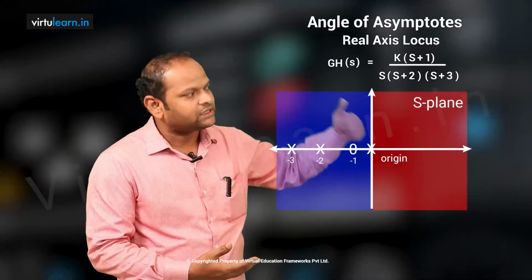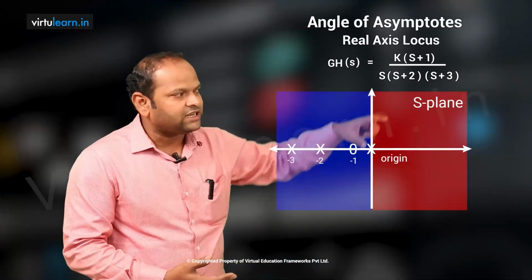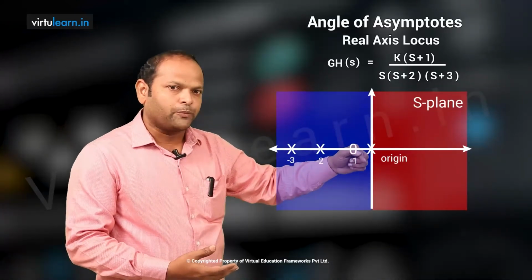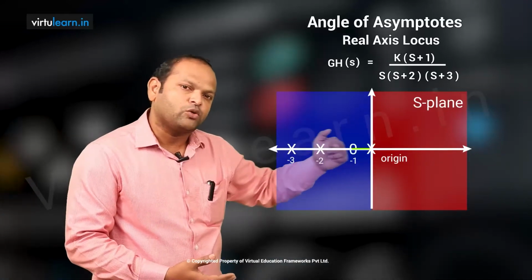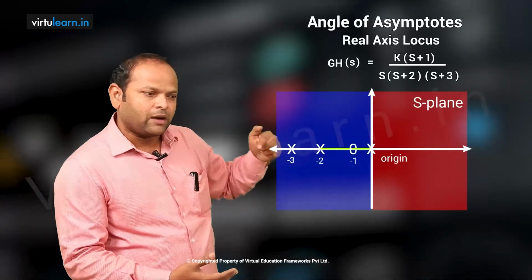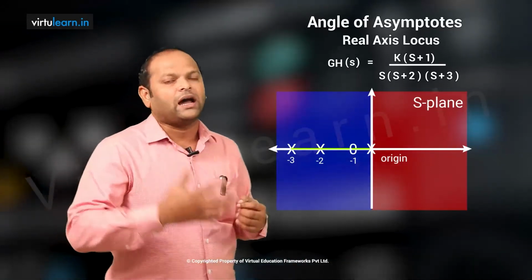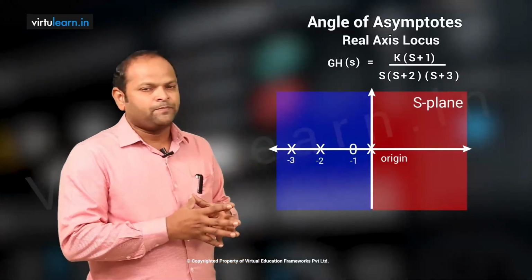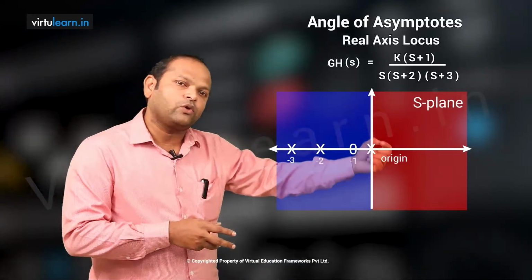For example, in this case the rightmost is plus infinity. So plus infinity to origin is, let us say, one segment. At the origin I have one pole, and origin to the next pole or zero is one segment. That means from 0 to minus 1 is one segment, minus 1 to minus 2 is another segment, minus 2 to minus 3 is another segment, and minus 3 to minus infinity is another segment. So I can divide this complete axis into these many segments, and for each particular segment, we want to know whether you have the root locus or not.